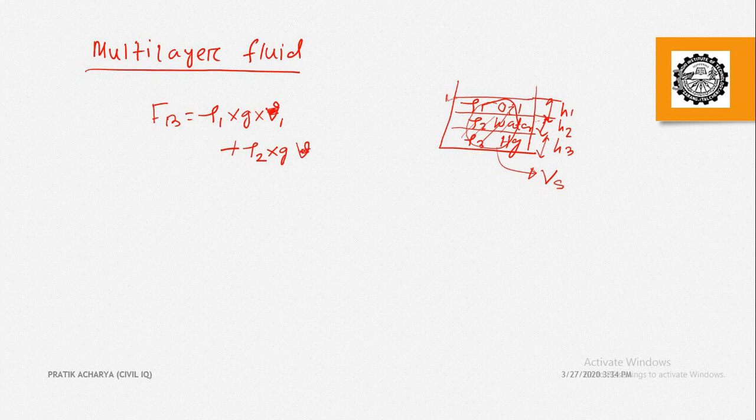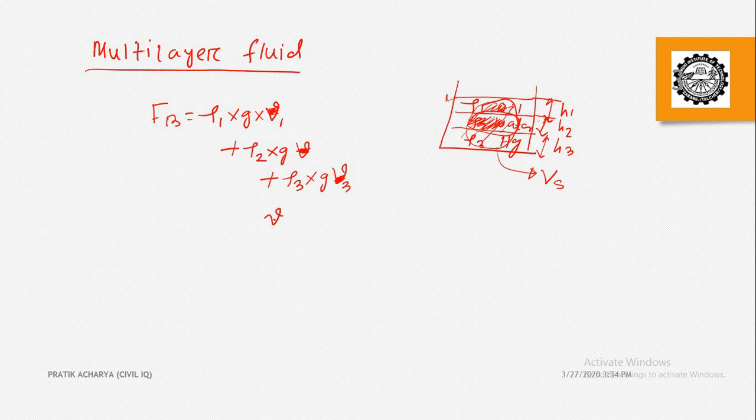The second layer has been submerged. Or you can say how much fluid has been displaced by the solid surface. Or in simple language, we can say how much of the solid surface has been submerged in the second layer. This is the part of the solid surface in the second layer. So how much volume is submerged in the second layer. Similarly, density 3 into g, this is the third part that has been submerged.